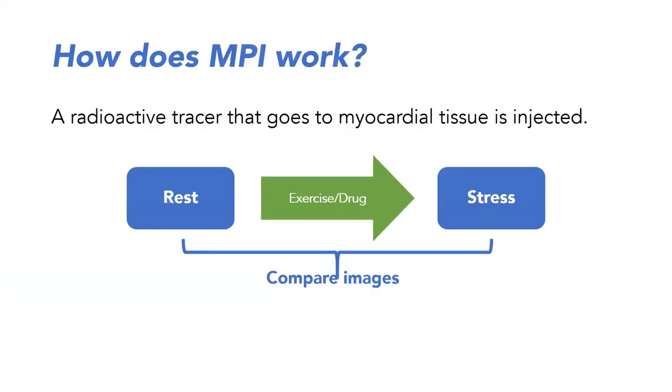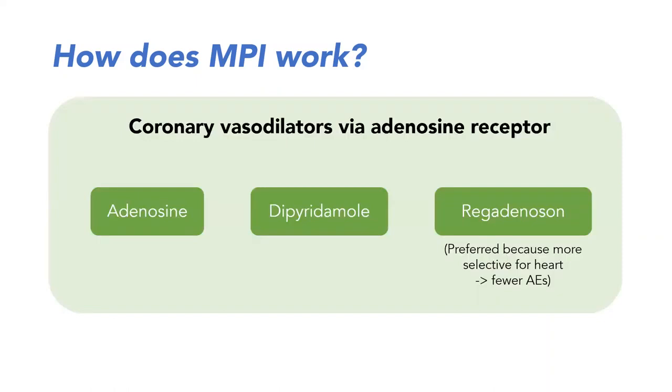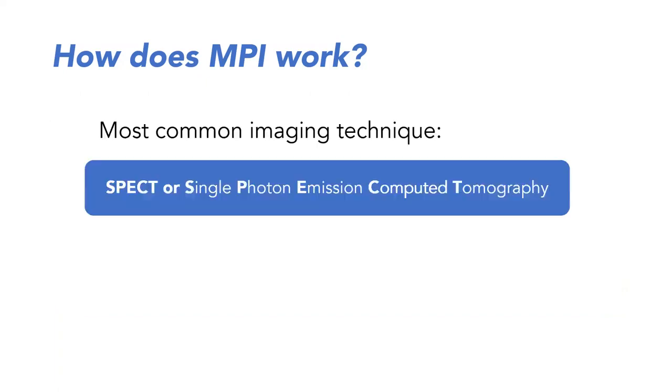So a radioactive tracer is injected first, which preferentially goes to myocardial tissue, and then images are taken before and after some form of stress. In general, exercise is preferred, but if your patient can't exercise like ours because of her knee pain, we can give medications to mimic exercise's effect on the heart. And for MPI, we typically give vasodilators that act on the adenosine receptor. This causes coronary vasodilation, which then increases myocardial blood flow.